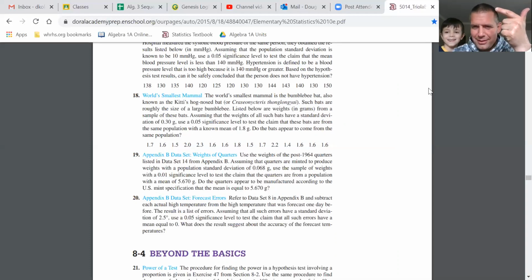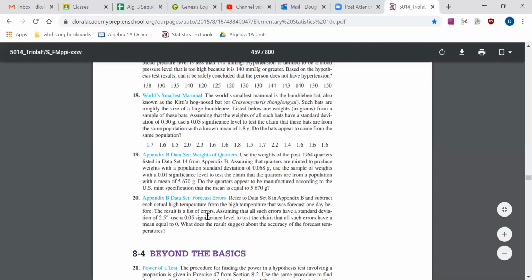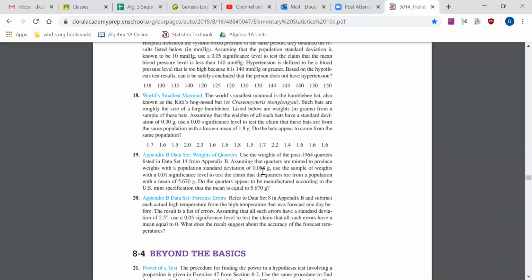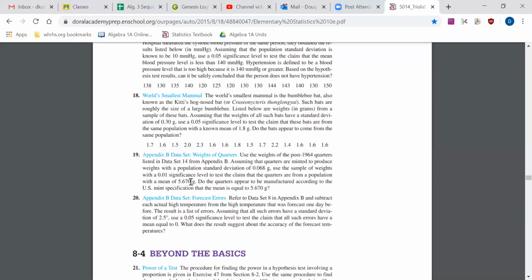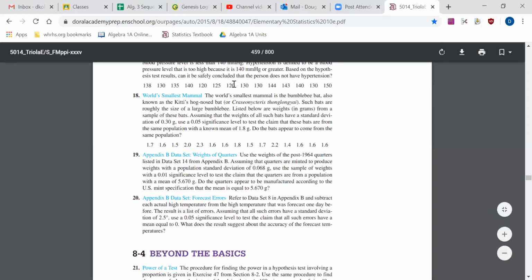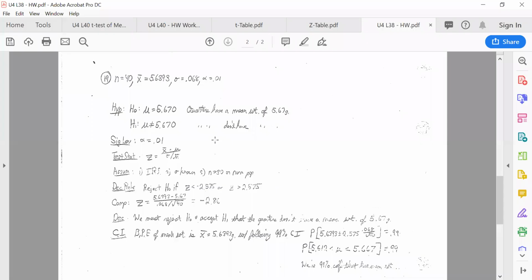And it says, test the claim that the quarters are from a population with mean equal to 5.67 grams. Does it give a significance level? Yes, it says alpha 0.01 this time. So let's get to our homework. For number 19, there were 40 quarters in data set 14 of Appendix B. This is the data that I got from L1, 1 var stats in my calculator. I put all the quarters in, and I got 5.6393 and a sigma of 0.068.